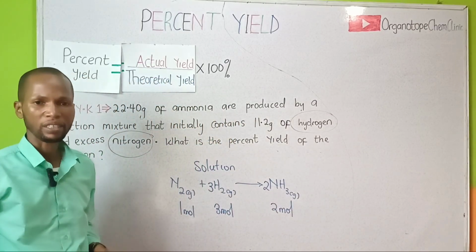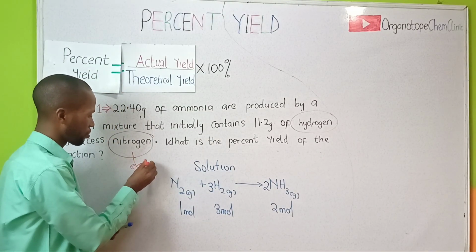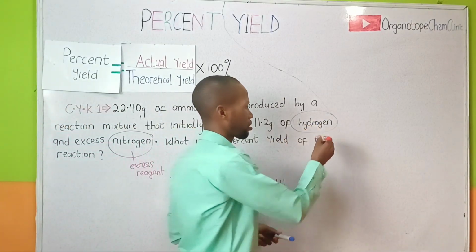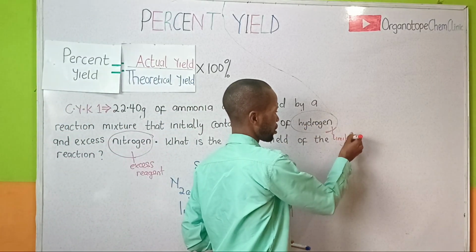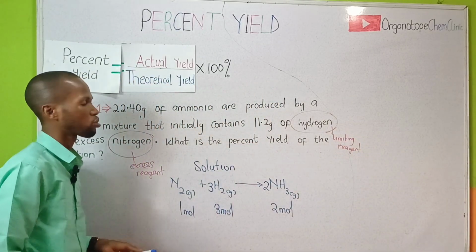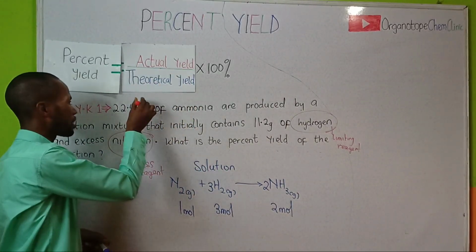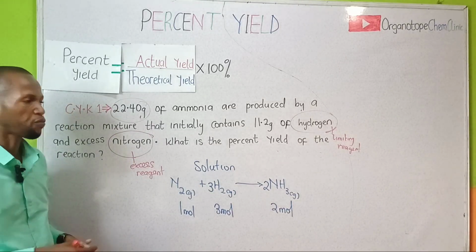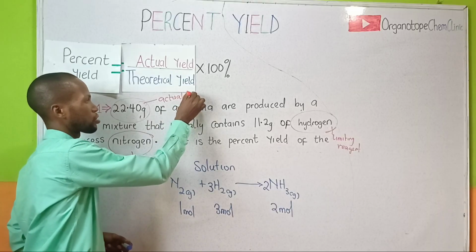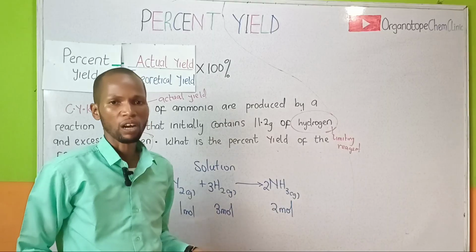So the next thing we need to understand is that we've identified the excess reagent as nitrogen and the limiting reagent as hydrogen. So the next thing we need to understand is, what is the actual yield of ammonia? The actual yield of ammonia is 22.4 grams. Here is the actual yield of ammonia, but we need to determine the theoretical yield.